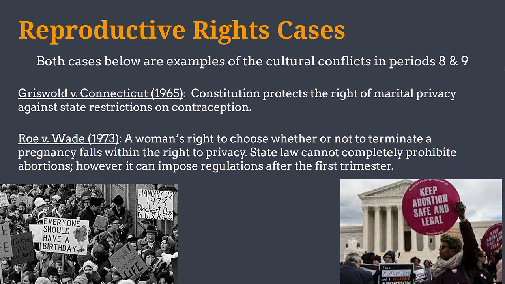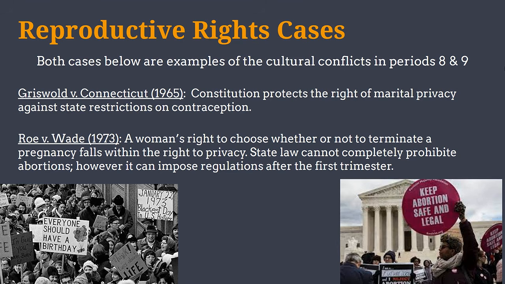Okay, next up are reproductive rights cases, both of which are examples of cultural conflicts in periods 8 and 9. The first is on the question of contraception for women, also known as birth control. The court ruled in Griswold v. Connecticut that a late 1800s restriction on the use of contraception was unconstitutional based on the right of marital privacy. So it was then legal for married couples to have access to contraceptives.